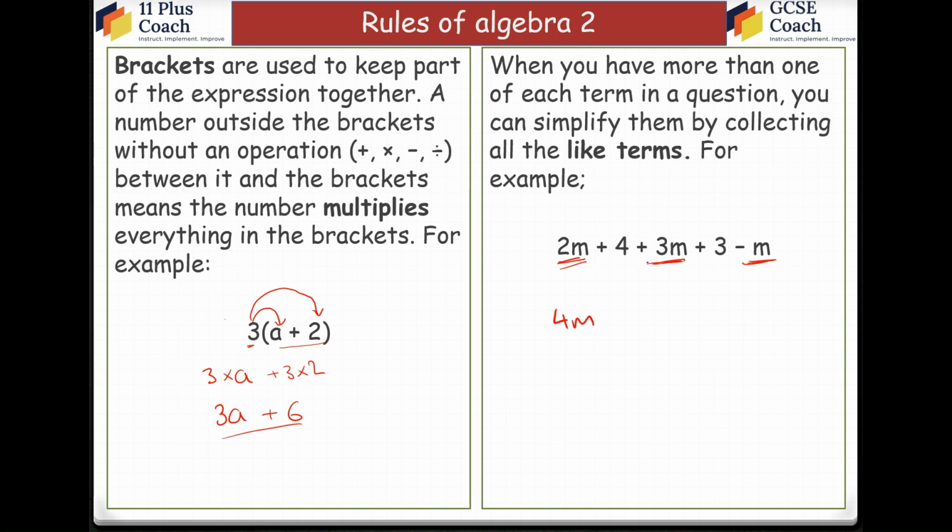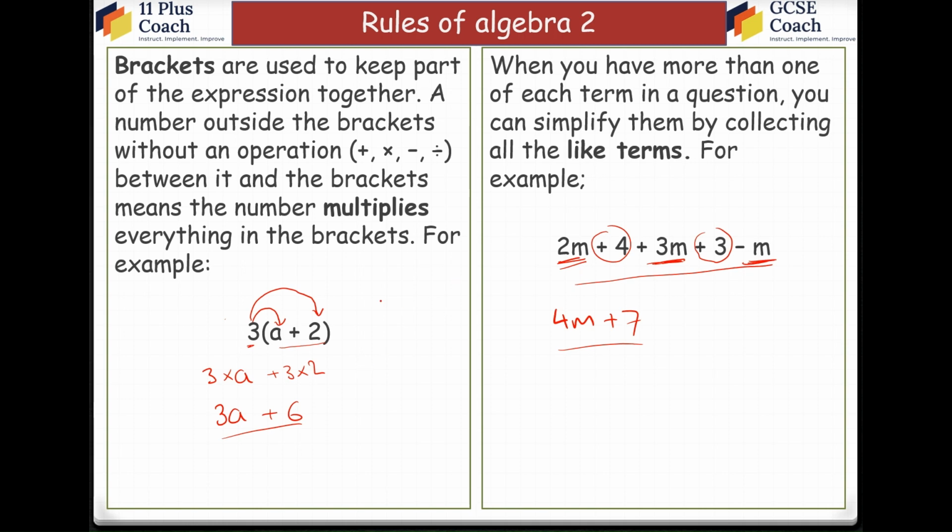Now I need to move on to the numbers. So I've got positive 4 plus 3. Now you should all know what positive 4 plus 3 is. So you start on a number line, add 4, positive 4, add 3, you go right on the number line 3 places. That'll give me positive 7. So what I need to write is positive 7 after that. So this question here, simplified, collecting all the like terms, is 4m plus 7.